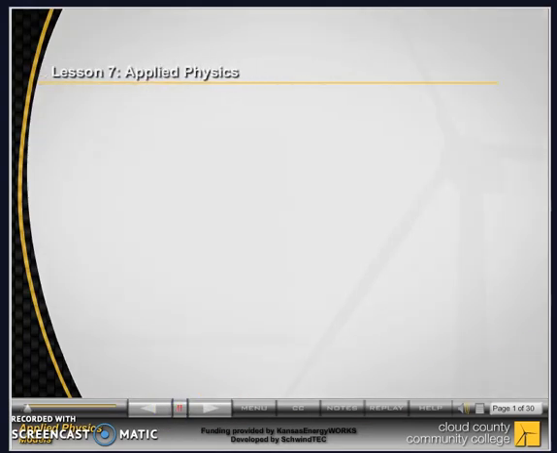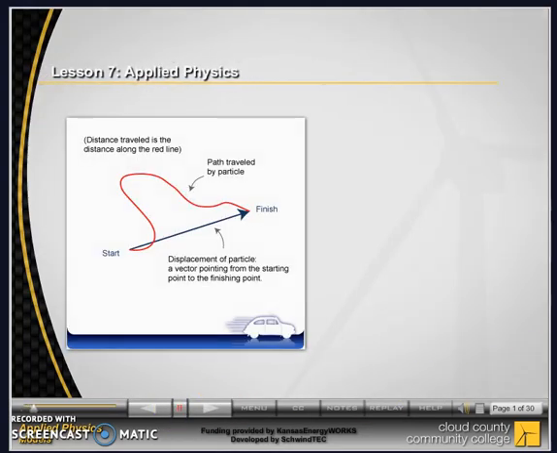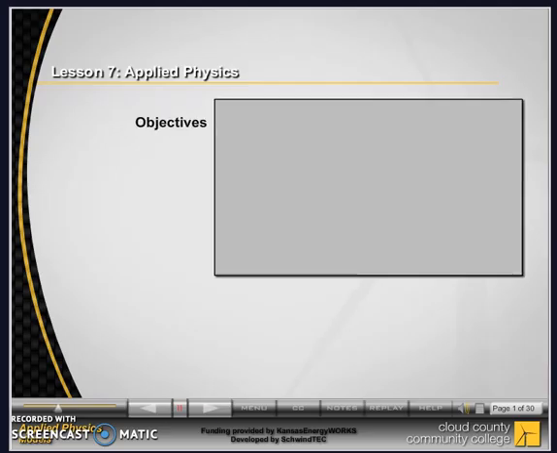Welcome to Lesson 7 of Applied Physics. This lesson covers models, distance, displacement, speed, and velocity. In this lesson you will cover the following objectives.